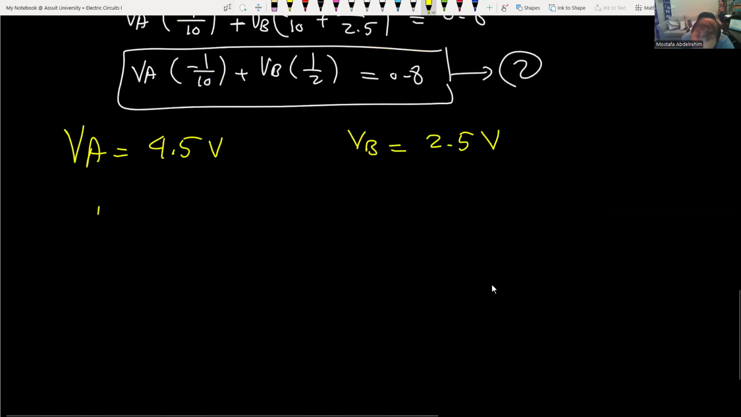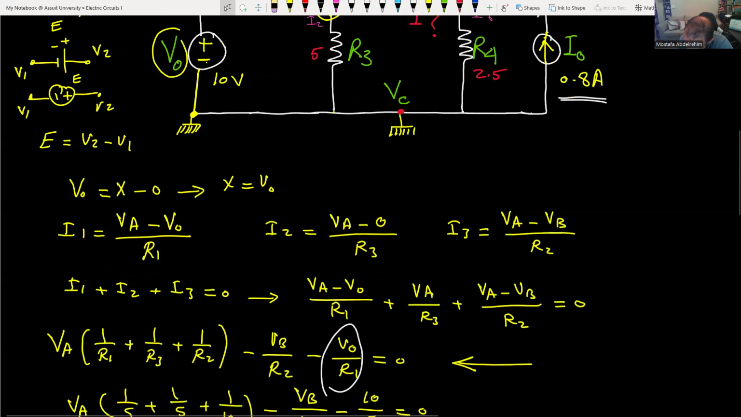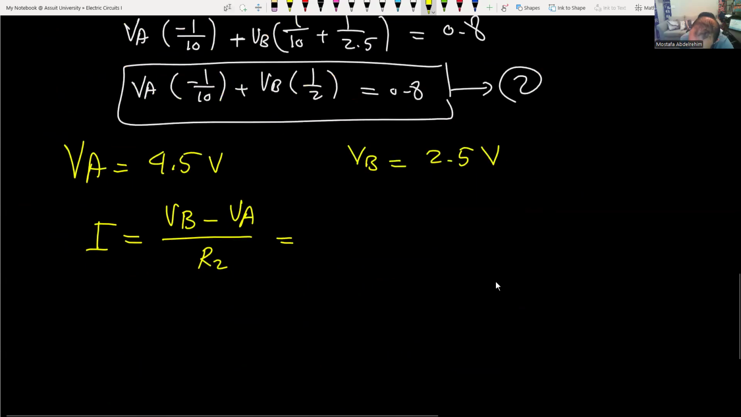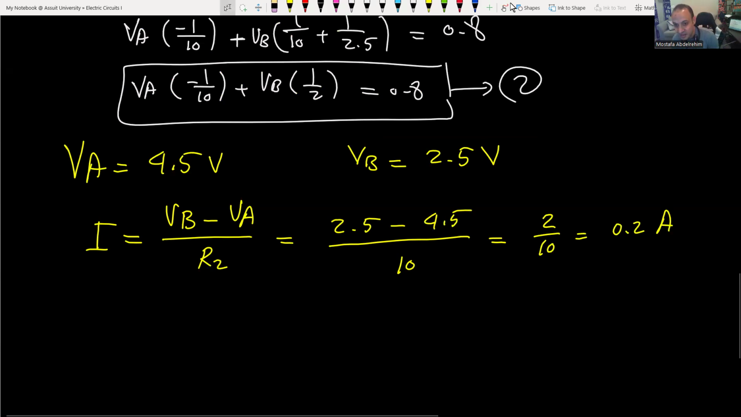So the current I is equal to VB minus VA over the resistance, which is R2, I believe. Let's check. R2, which is 10. Yeah. So VB is 4.5. I'm sorry, VB is 2.5, not 4.5. VA is 4.5 and R2 is 10. So it is 2 divided by 10, which is 0.2 amps. Okay, 0.2 what? 0.2 amps. And you can continue and find all the currents and all the voltages basically in this circuit.